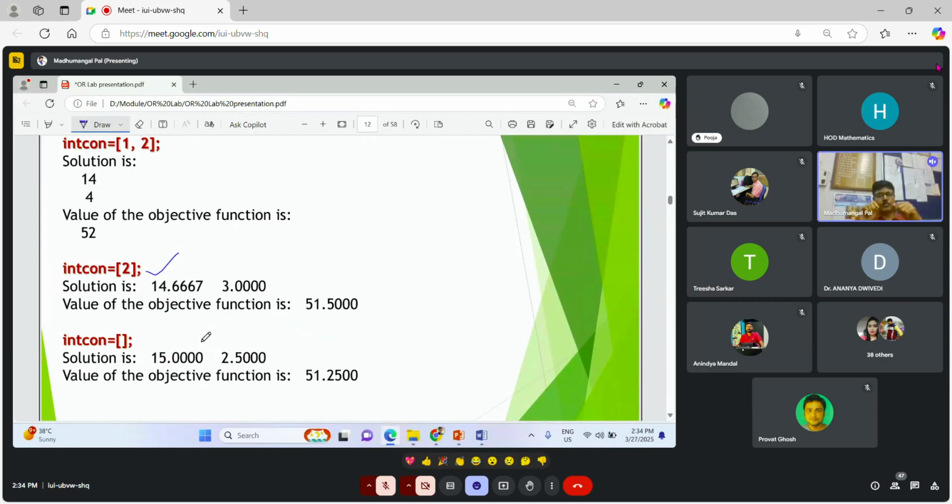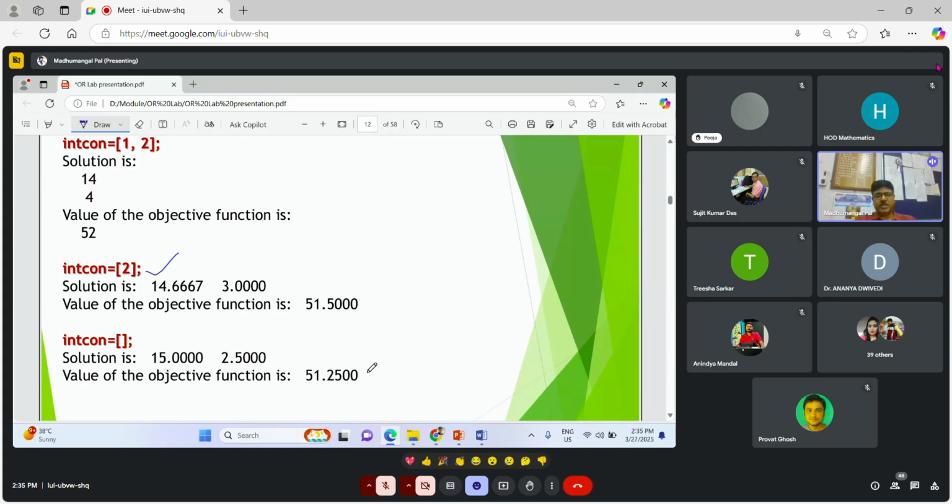And if we consider both the variables are general variables, both non-integer, then for this case we define intcon equal to a null vector. There is no vector, that means all the variables are ordinary variables, or we can say that no variables are integer variables. So in this case, we obtain the solution as x1 equal to 15 and x2 equal to 2.5.